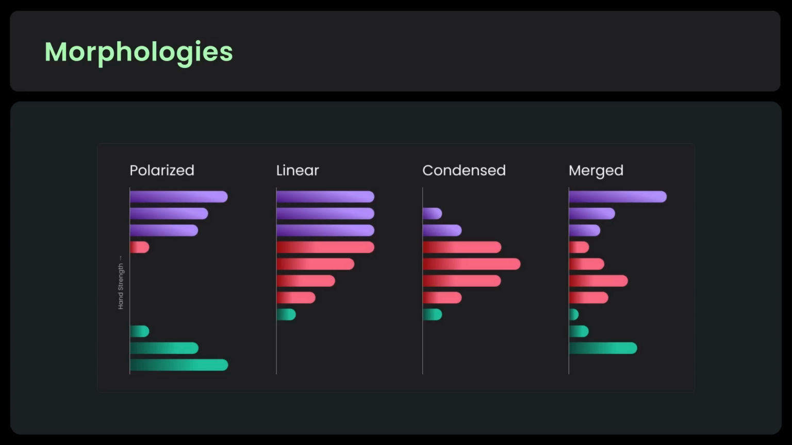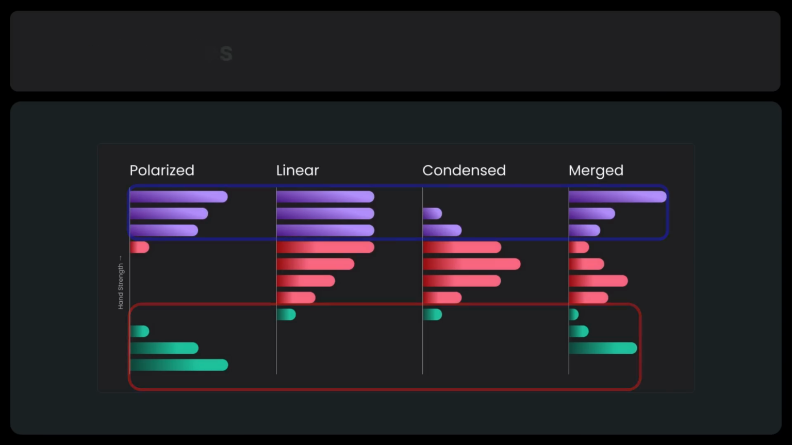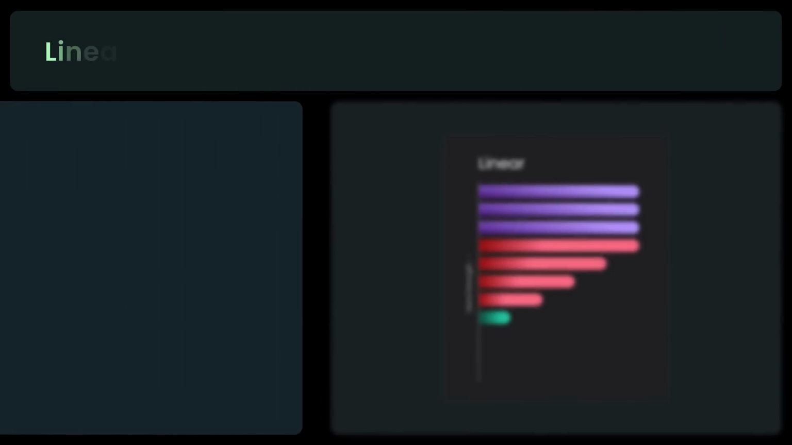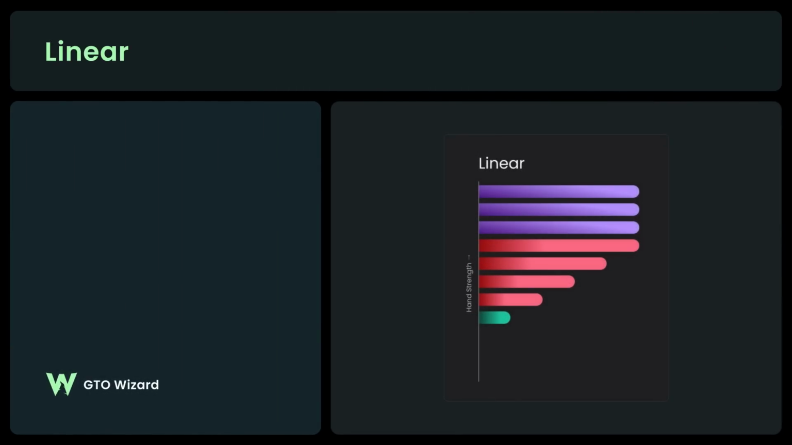In the following slides, I have these little hand strength examples. The bottom here in red represents your weakest hands. The top represents your strongest hands. Let's start with linear. It's the easiest one to understand of these 4. A linear range means it's representing a top-down uncapped range.